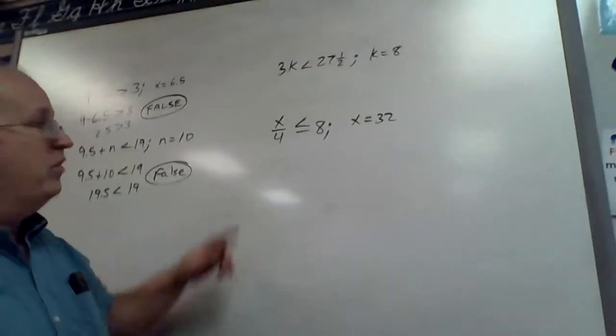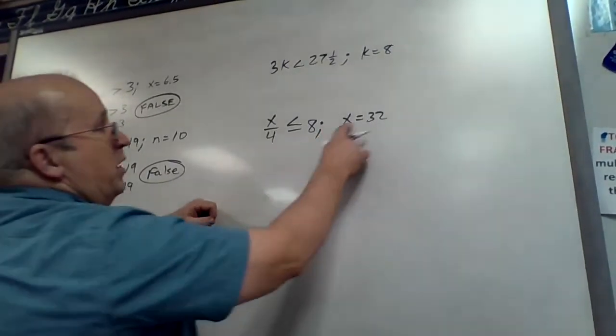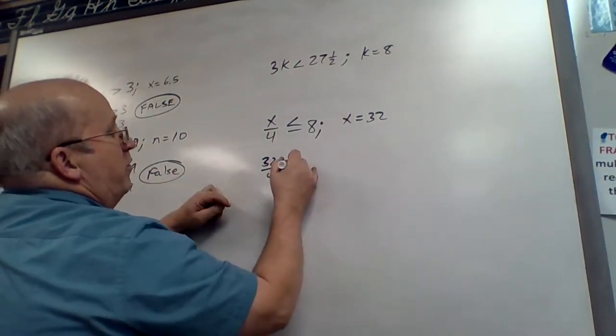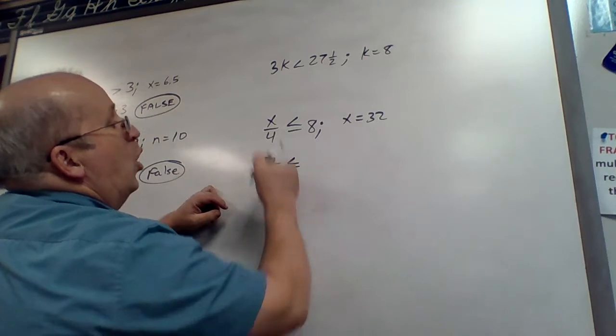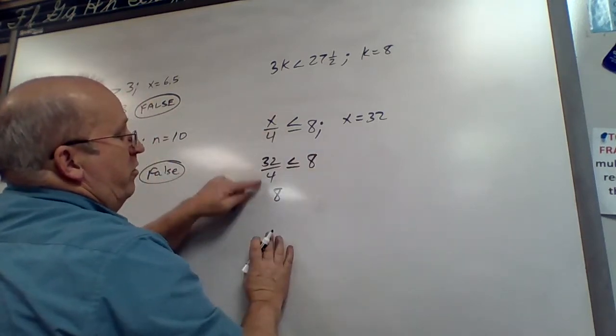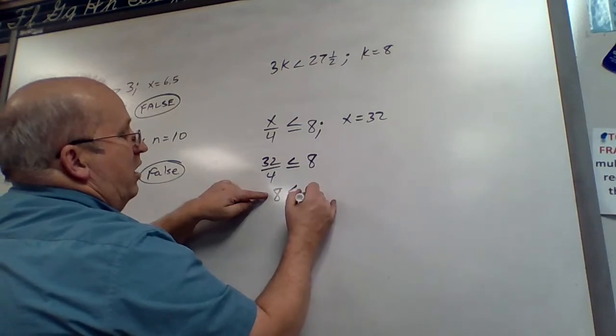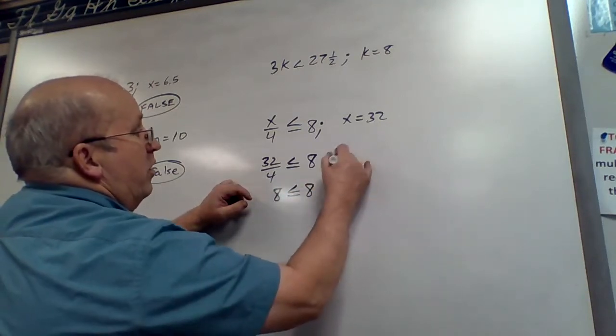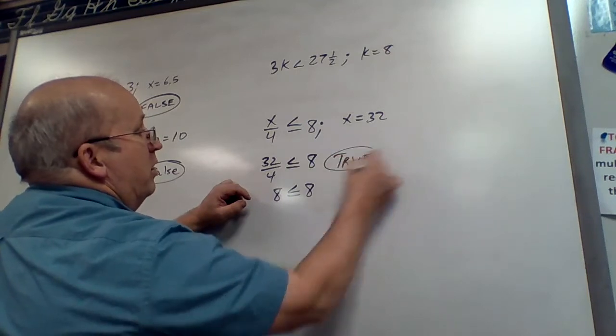Let's come over to this one right here. Let's replace the x with 32. Is 32 divided by 4 less than or equals to 8? Well, this is really 8. Is 8 less than or equals to 8? Yes, it is equals to 8. So this is a true statement right here.